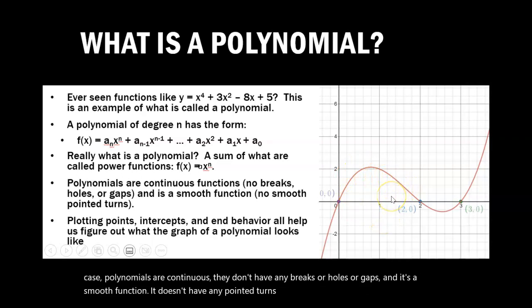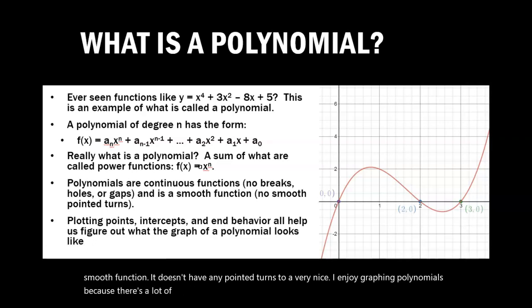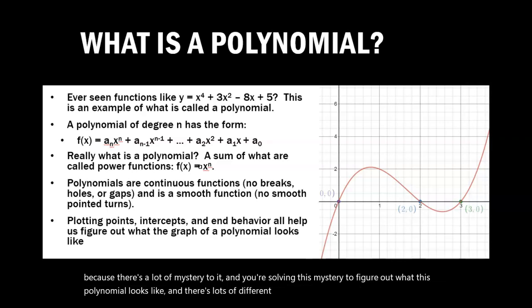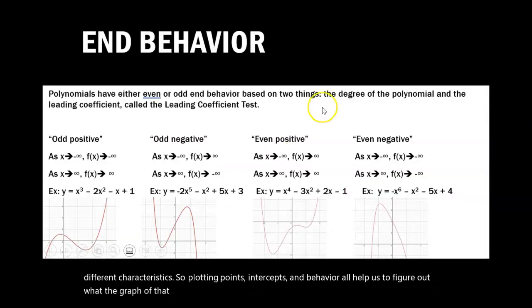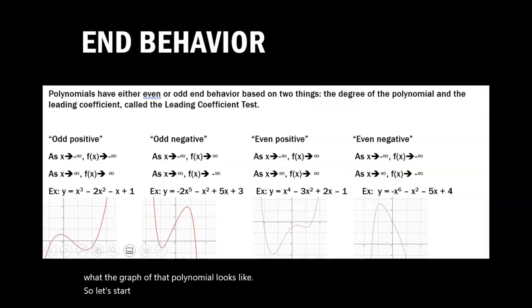So, very nice. I enjoy graphing polynomials because there's a lot of mystery to it, and you're solving this mystery to figure out what this polynomial looks like. And there's lots of different types, just like snowflakes have all kinds of different characteristics. So plotting points, intercepts, and end behavior all help us to figure out what the graph of that polynomial looks like. So let's start with end behavior.